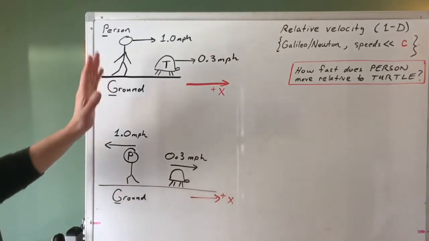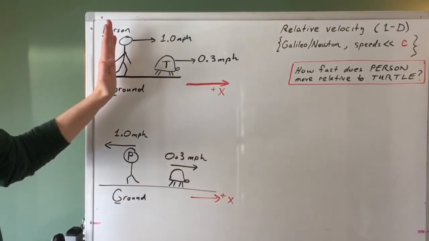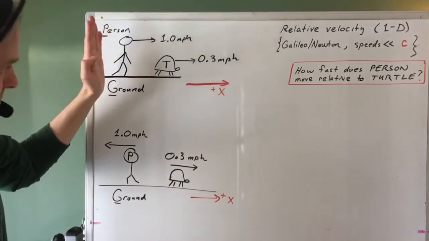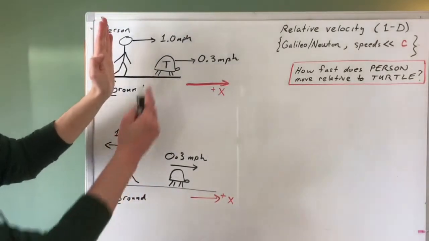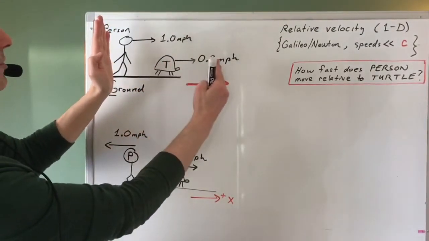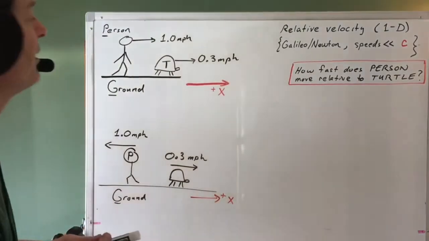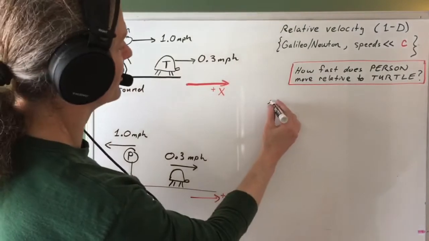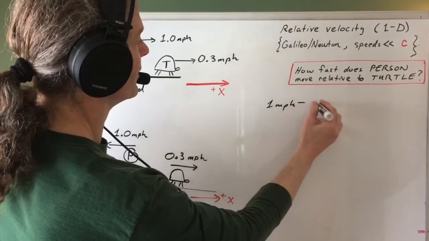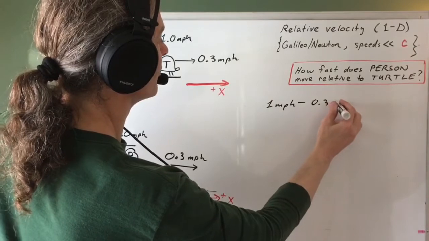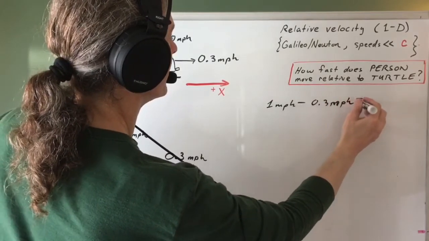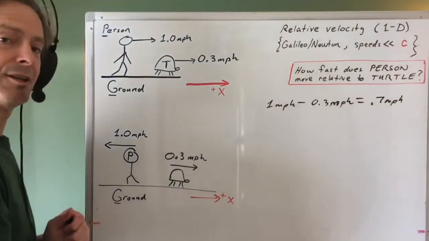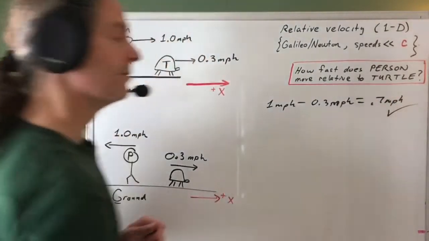You might say, well, okay, a person's moving to the right at 1 mile per hour relative to the ground. If the turtle were fixed relative to the ground, the person would be gaining on the turtle at 1 mile per hour. But the turtle is still getting away from the person, so the person's not going to close the distance as rapidly. You might say, okay, well, the rate that the person is gaining on the turtle would be 1 mile per hour minus 0.3 miles per hour, and that would give me 0.7 miles per hour. And if you did that, you would be exactly right.